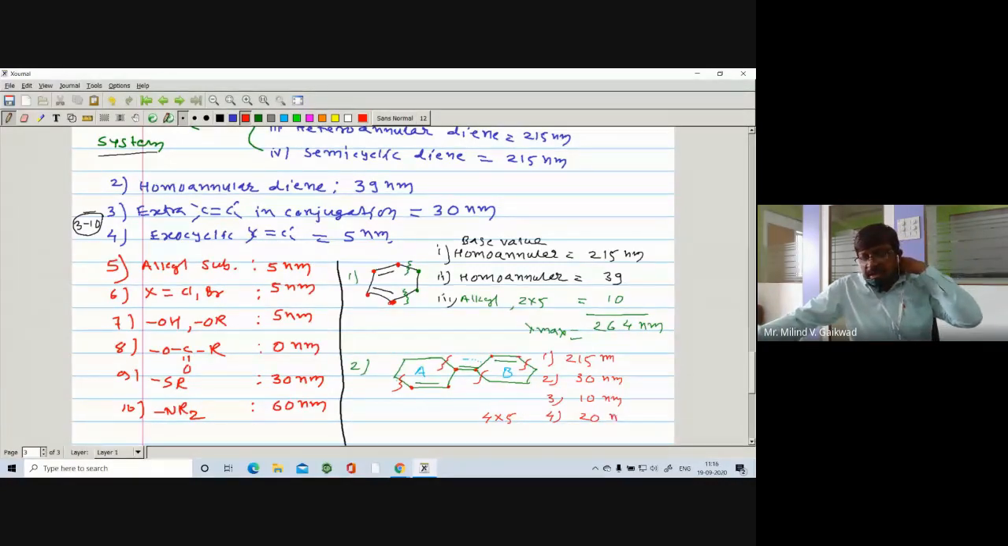The remaining parts are absent. Then you have to add, and you get the answer. 215 plus 30 plus 10 plus 20 is 275 nanometer. So in this way you have to solve the question. Try to solve questions on this topic.